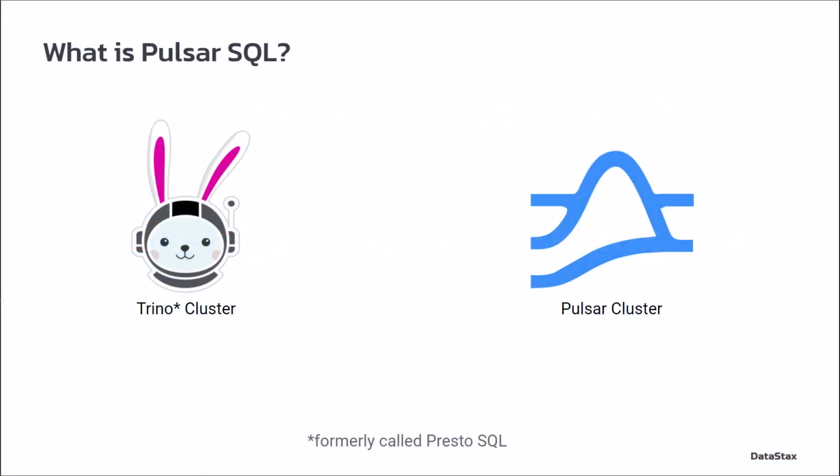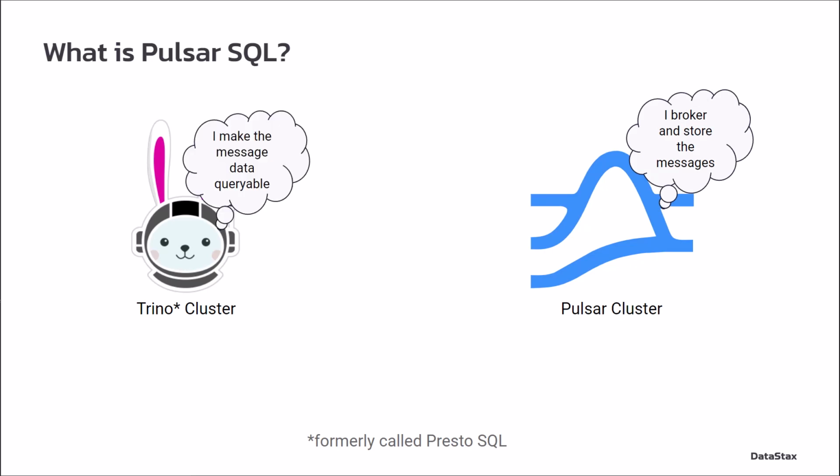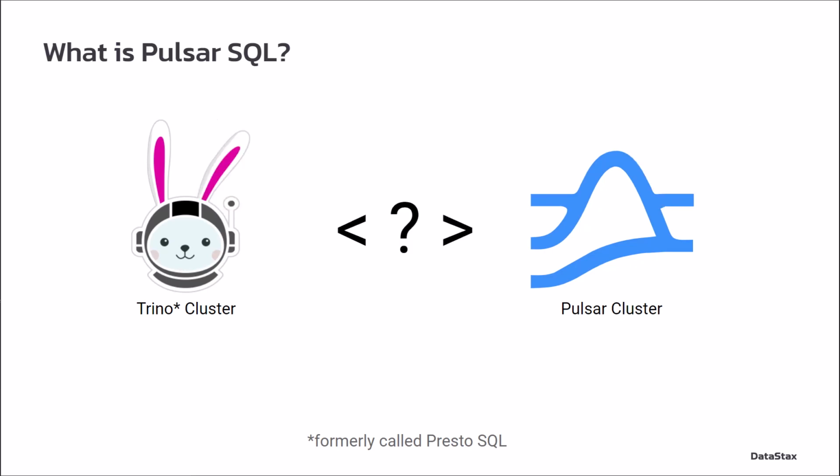So what is Pulsar SQL? First, let's say we have a Trino cluster of workers. By the way, Trino was formerly called Presto SQL, but it's called Trino now, so we're going to use Trino. And so the Pulsar cluster obviously has the broker and stores the messages and all that. Trino makes the message data queryable. That's its job. But how does it do that?